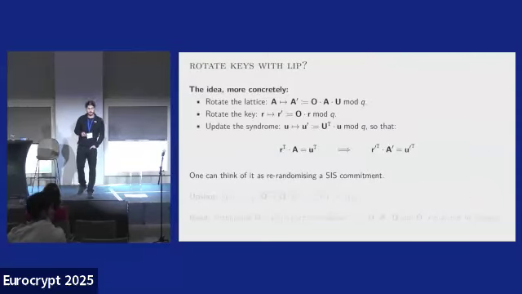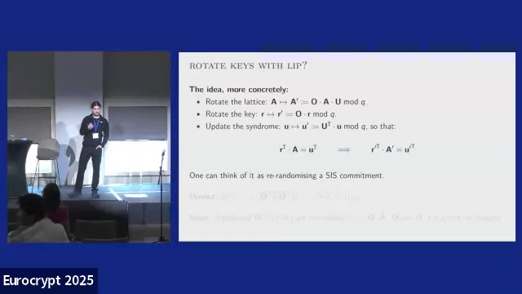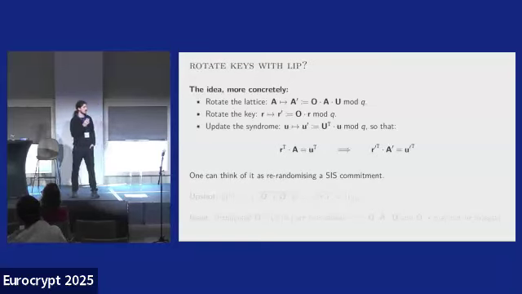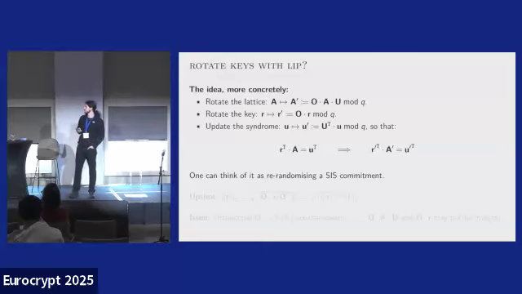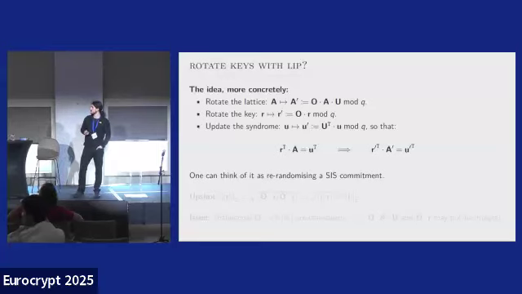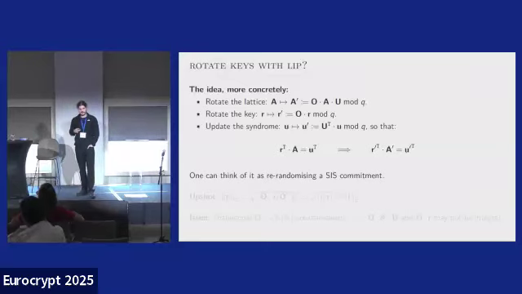Okay, so more concretely, we'll take the lattice part of our public key and we'll rotate it with a lattice isometry. We'll take the secret key, the short vector, and we'll rotate it with the same isometry. And then we also have to update the syndrome, and the correct way to do this turns out to be to apply this masking basis change to it as well. And you can see that this retains the secret key equation: U' is indeed a syndrome of R' with respect to A'. If you prefer, you can think of it as completely randomizing a commitment, where every bit of it changes, right?